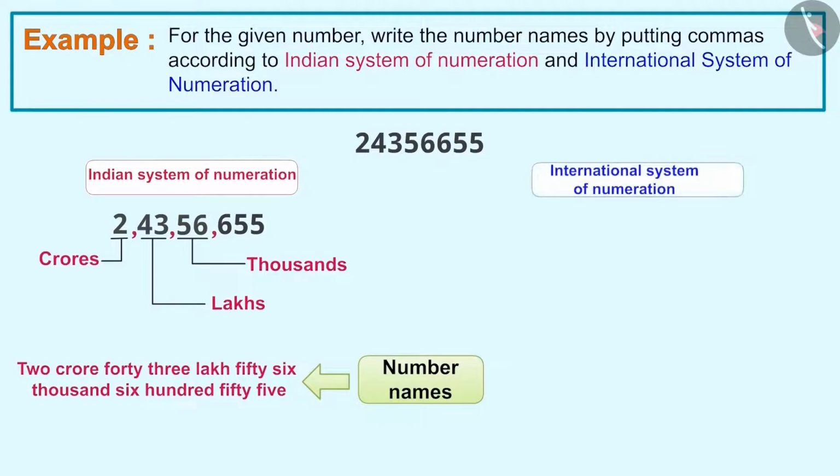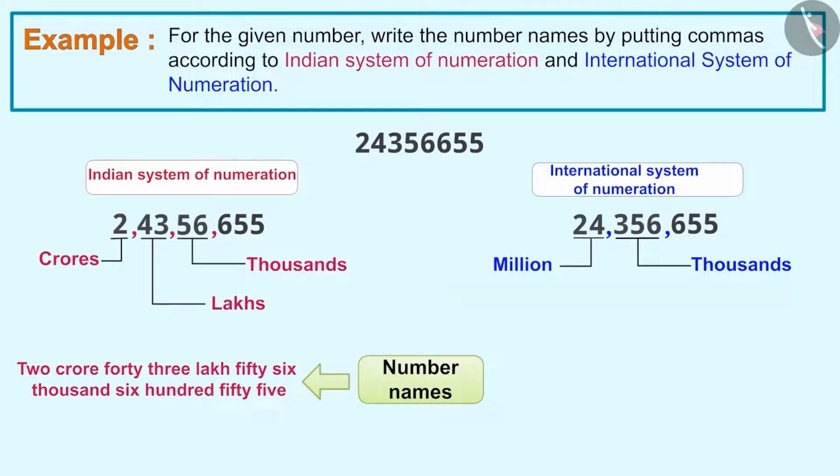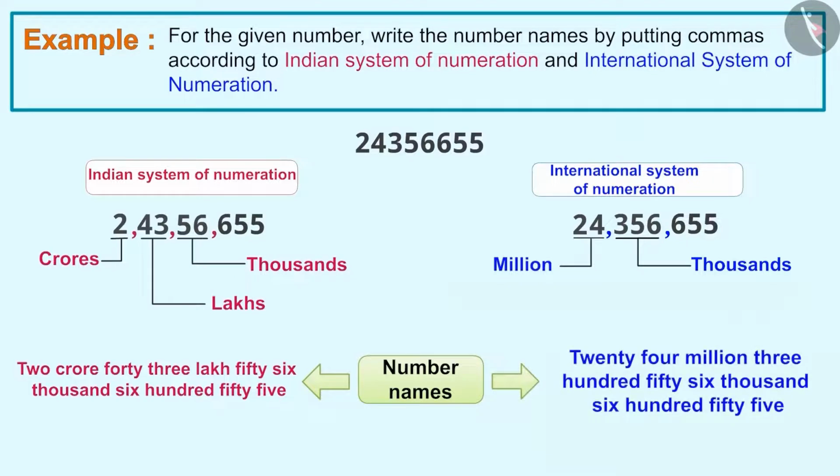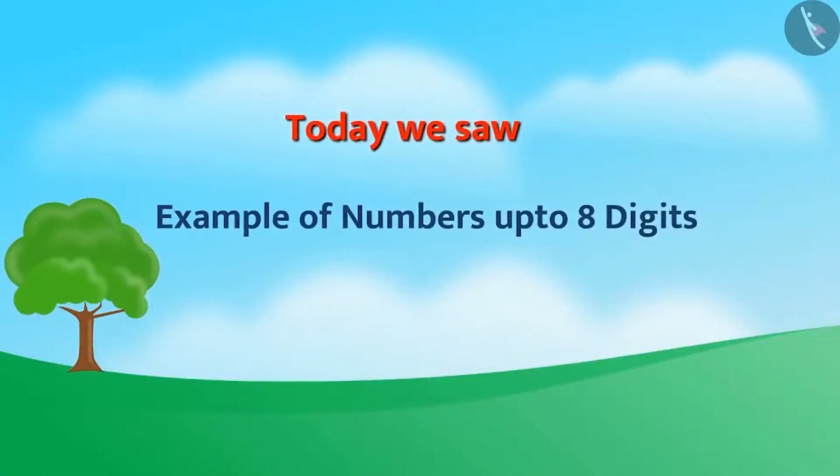56,655. According to the International system of numeration, commas are used after 3 digits from right to mark thousands, then after 3 digits to mark millions. So, according to this system, the number name will be written as 24,356,655. So, today we saw examples of numbers up to 8 digits. In the next video, we will clear some misconceptions related to numbers up to 8 digits.